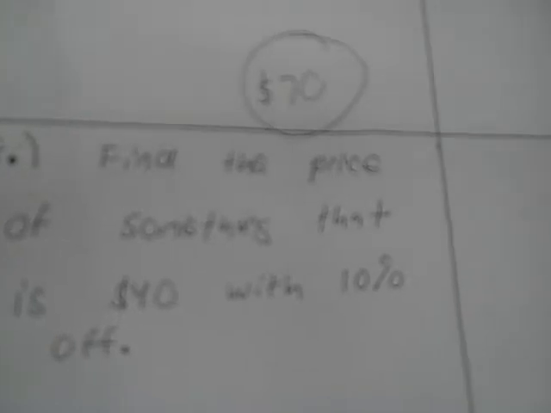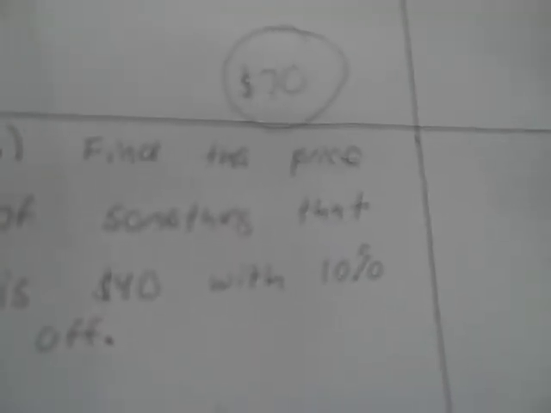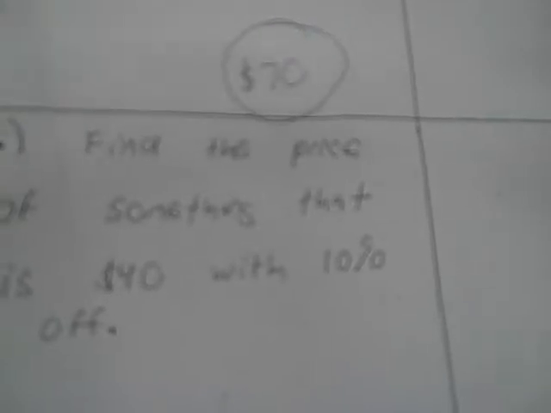Okay, number 8, kind of the grand finale of the percents. Find the price of something that is $40 with 10% off. So what you do is you take $40 and you need to minus from it. I might even put that there to remind you. You need to minus another money amount from that. Now, how much are you going to minus? You don't know, because we don't know what 10% of 40 is.